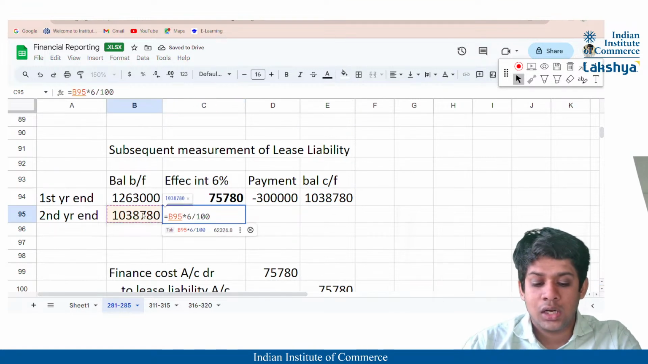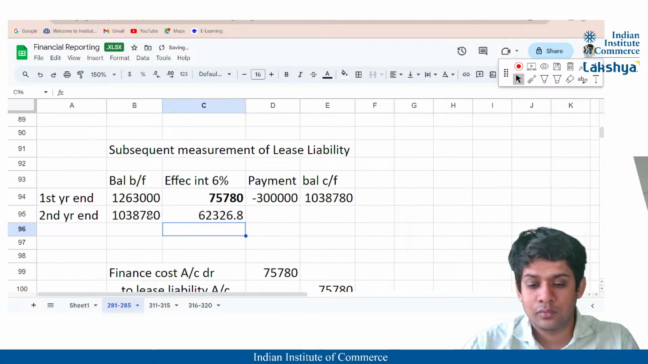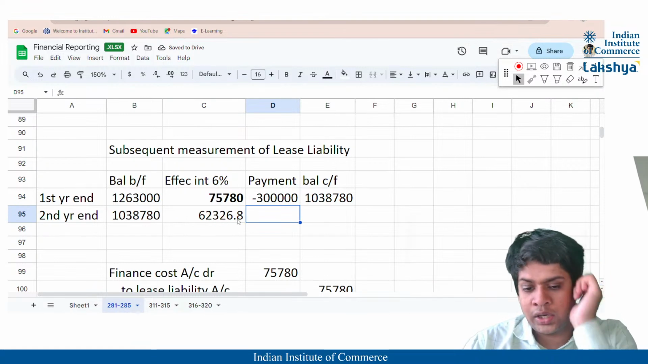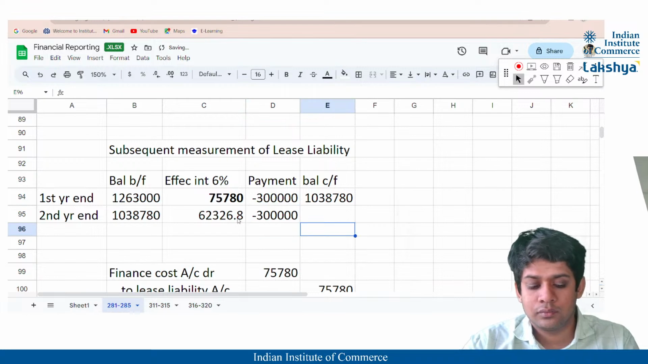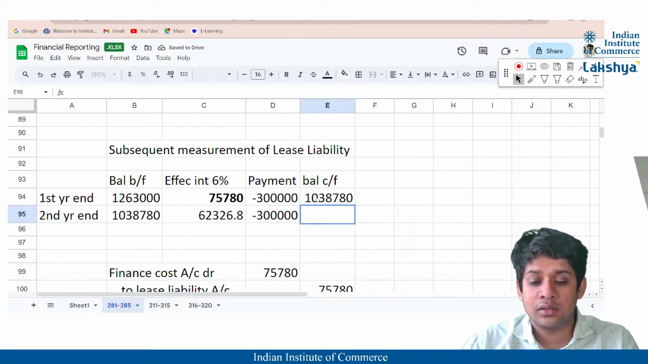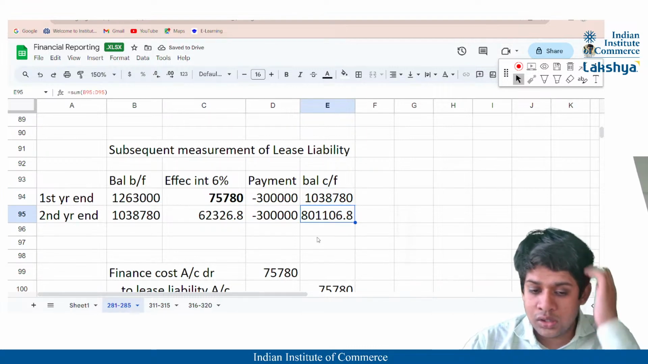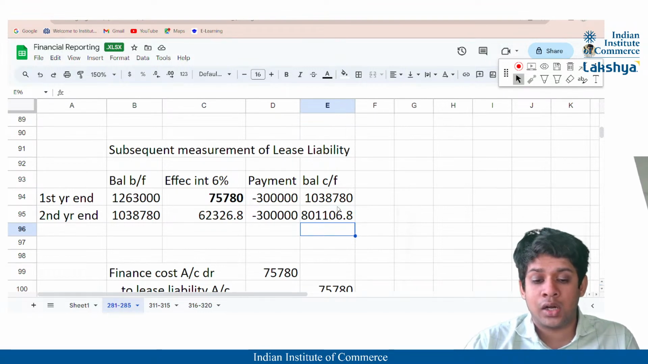Again, we will charge interest on it of 6%. So we will get 62,326.8. From this, again, we will deduct $3 lakh. And thus, the year-end value that we will get is 8 lakh 11,006.8. This is the value that we get at the year-end. Now, the difference between these two will be considered as a current liability.